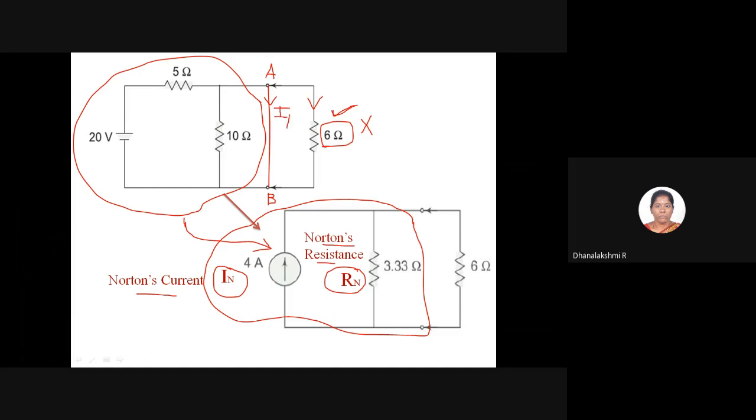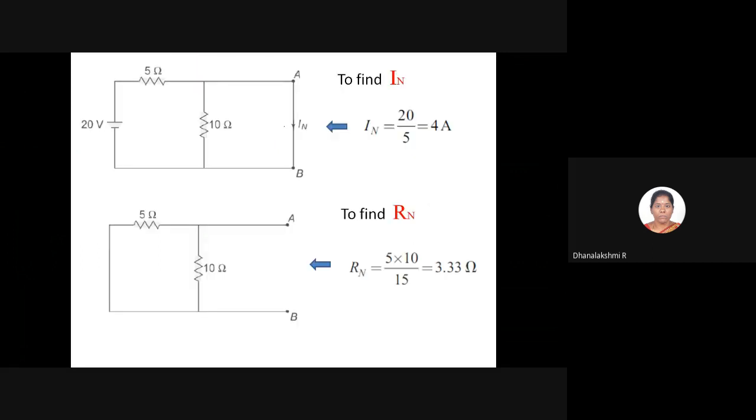So the first step is to remove the load resistor, mark the terminals as A and B, and make a short circuit across the terminal AB. Whatever current flows in this short circuit is what is called the Norton's current IN. Our intention is to find this Norton's current, and later on in the second step we will be finding the Norton's resistance.